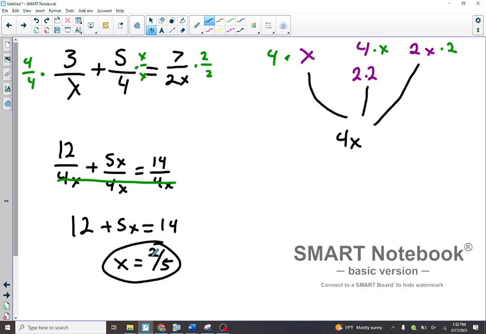You can only cross out the denominator. Yes. I added this. I kept the denominators. So I did 12 plus 5x equals 14. Wait, why 6? Don't I do the other side?